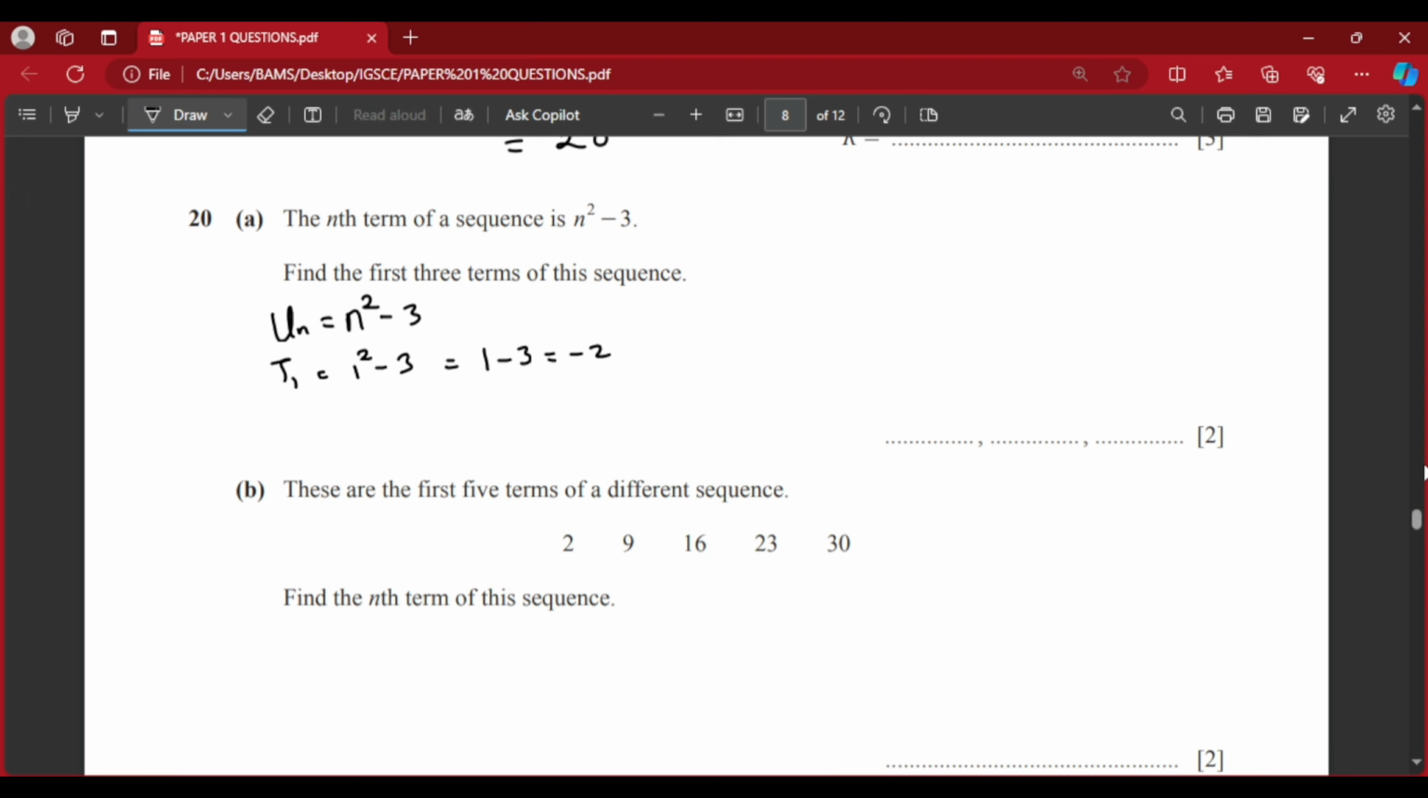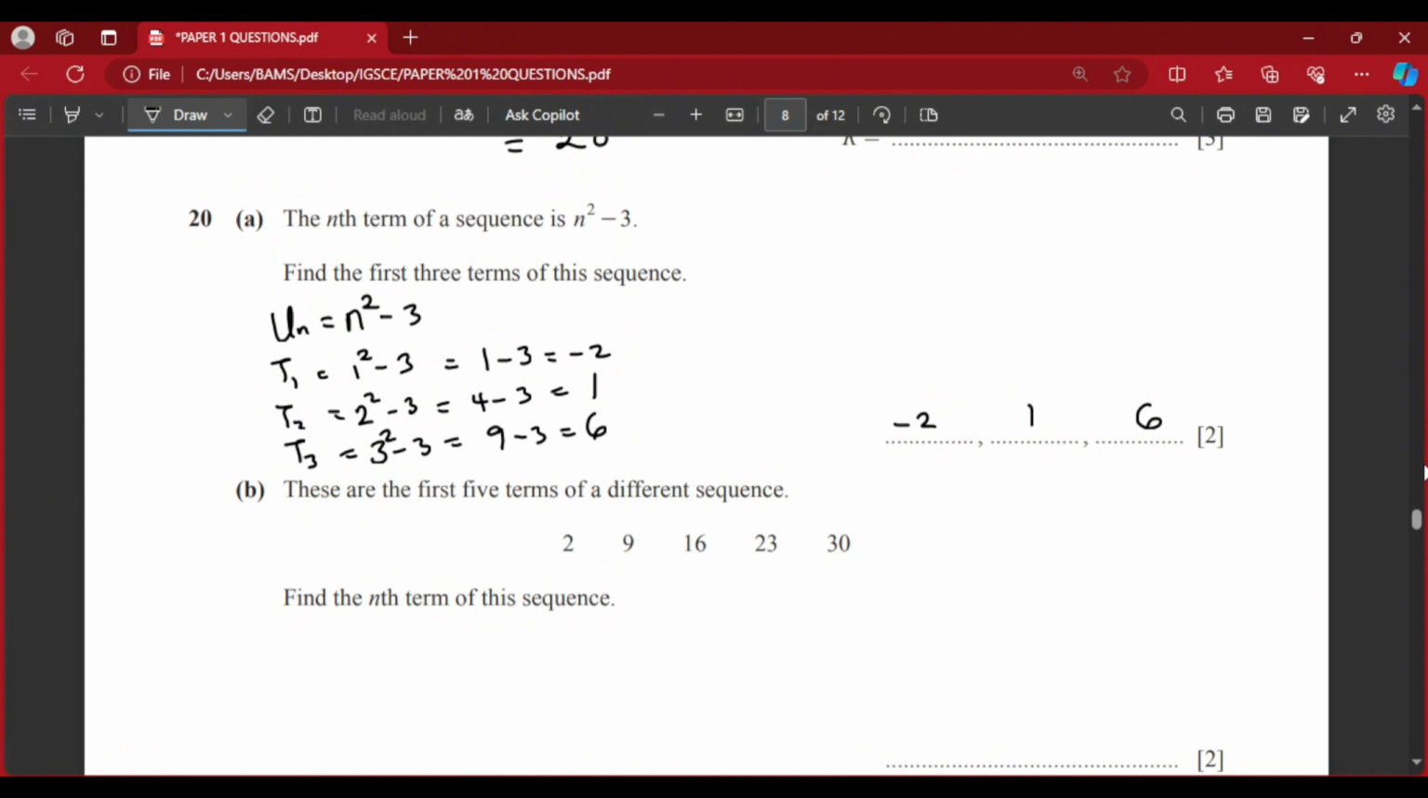Is that good? Okay. So T2 is basically saying the same thing, 2 raised to power 2 minus 3. That's like saying 4 minus 3, which is equal to 1. And T3, which is the third term, will be 3 raised to power 2 minus 3, which is 9 minus 3, which is 6. So the first three terms are what? Minus 2, 1, and 6. Very easy.